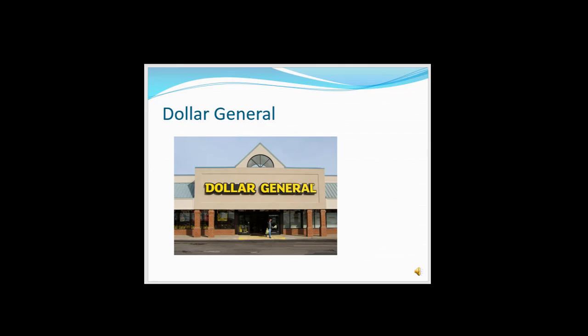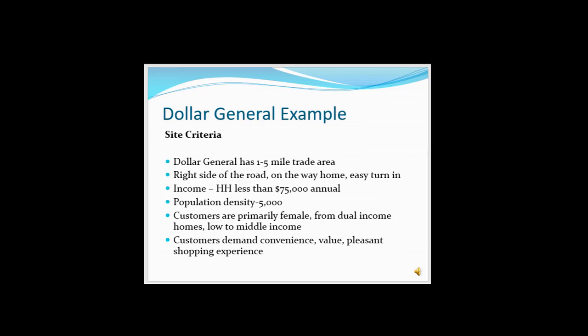Now, if we look at one of the competing companies, it's Dollar General, and this is what one of their typical neighborhood or strip center retail storefront locations looks like. And their site criteria is they have a 1 to 5 mile trade area.